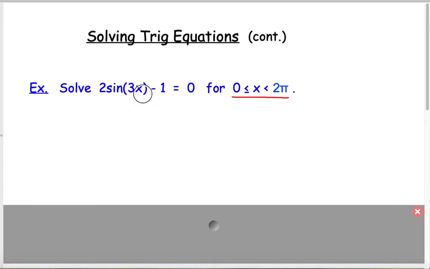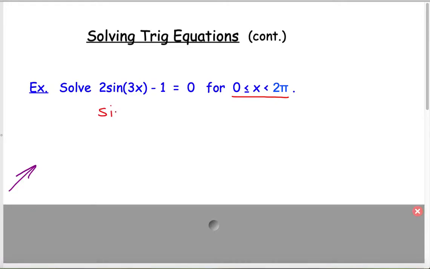Or in other words, we get one complete cycle of the sine graph from 0 to 2 pi over 3. So from 0 to 2 pi, we're actually going to get 3 full cycles of our graph. And so that's going to change the number of answers we're going to get. So let's go ahead and solve this like we did before.